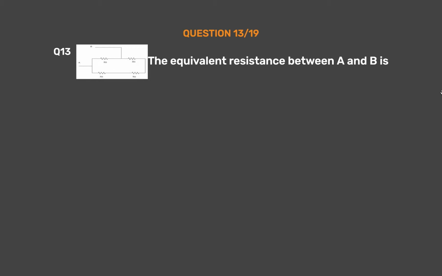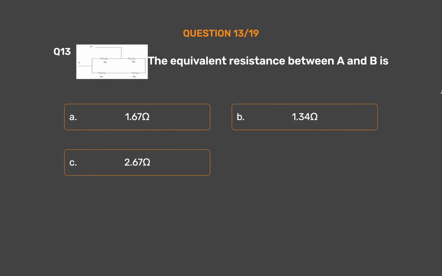Question number 13. The equivalent resistance between A and B is: option A, 1.67 ohms; option B, 1.34 ohms; option C, 2.67 ohms; option D, 2 ohms.